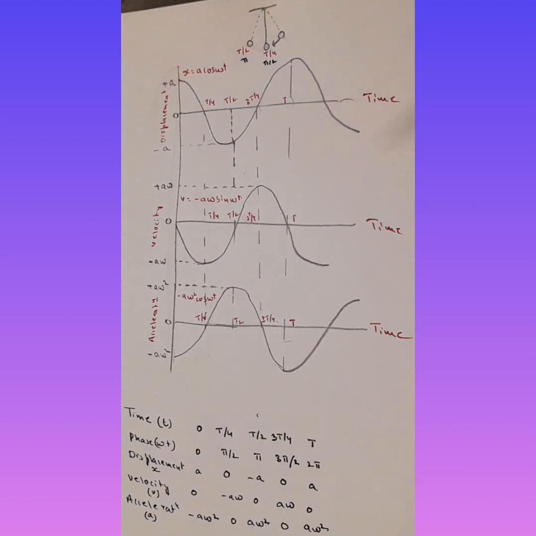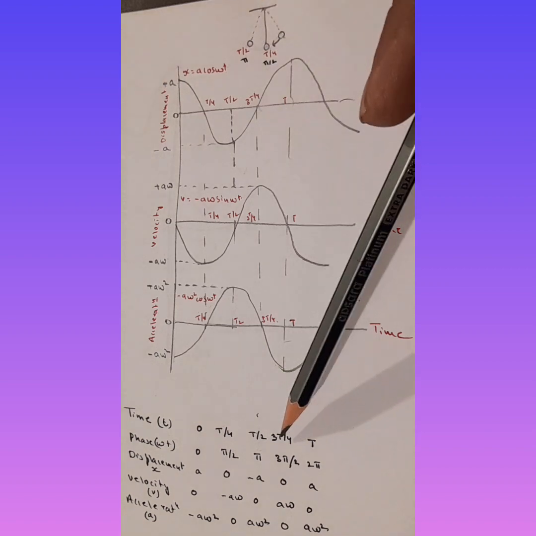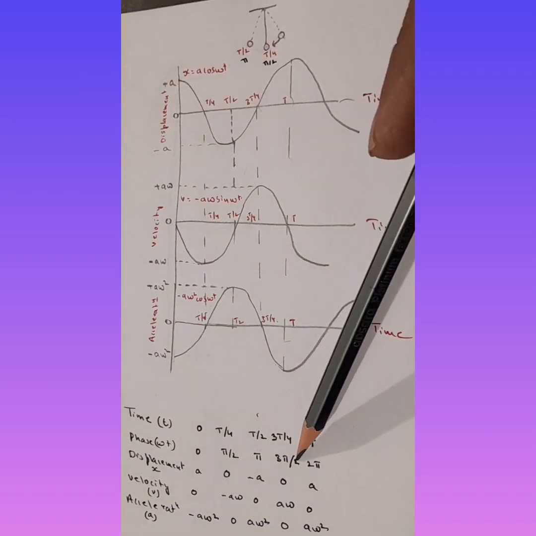Then again when it comes back from there to here, it has covered another pi by 2. So pi by 2 plus pi by 2 plus yet another pi by 2, so it is 3 pi by 2, and by time period it is T by 4, T by 4, T by 4, 3T by 4. So 3T by 4 and 3 pi by 2.